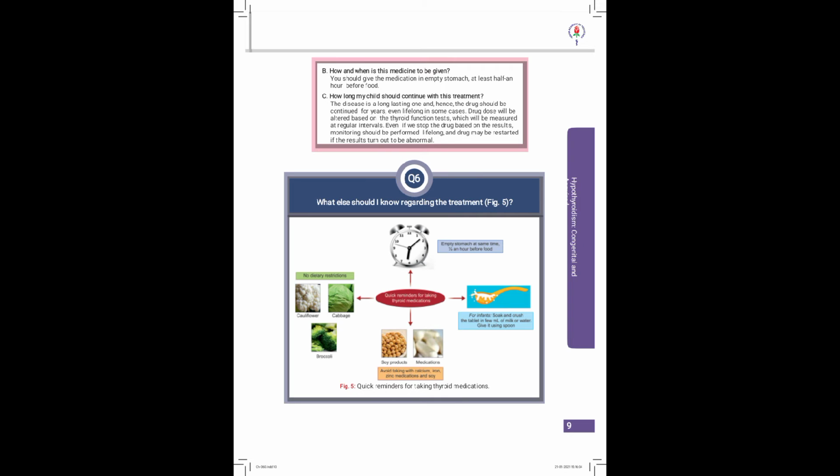How and when is this medication to be given? Again, it should be given on an empty stomach at least half an hour before food. How long should this be continued? The disease is a long-lasting one, and hence the drug should be continued for years, sometimes lifelong. The drug dose may need to be altered based on the thyroid function tests, which will be measured at regular intervals. Even if we stop the drugs based on the results, monitoring should be performed lifelong, and the drug may be restarted if the results turn out to be abnormal.